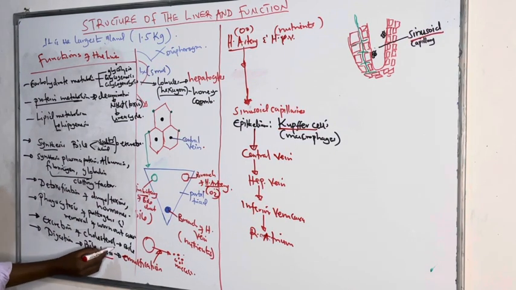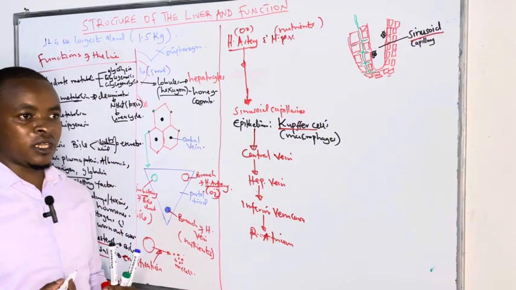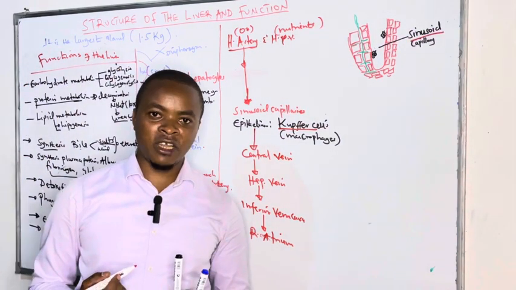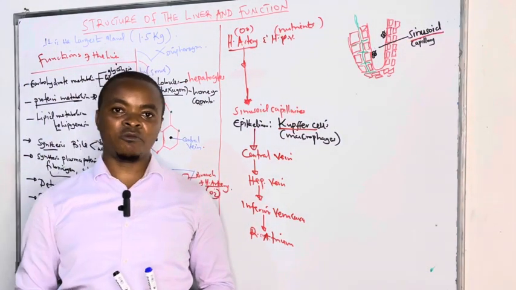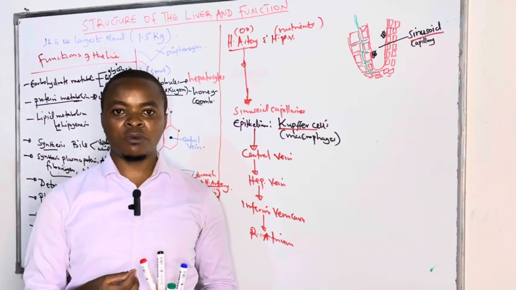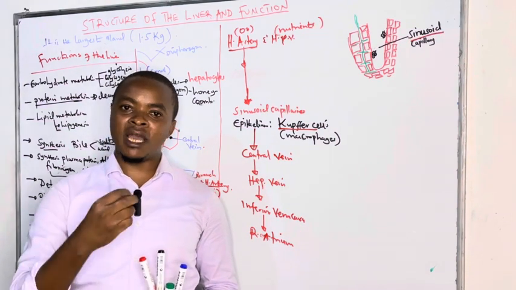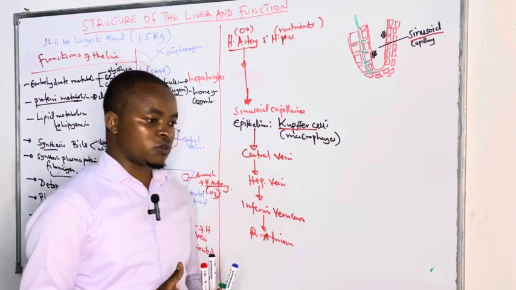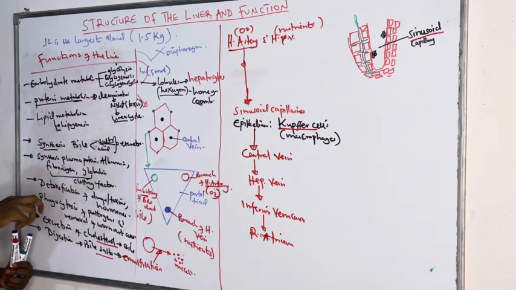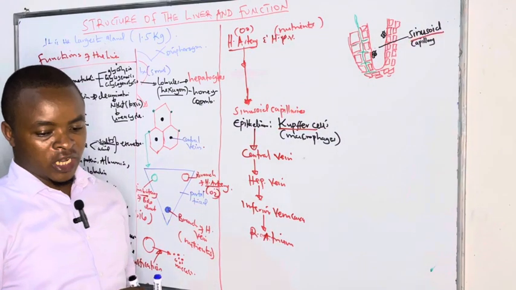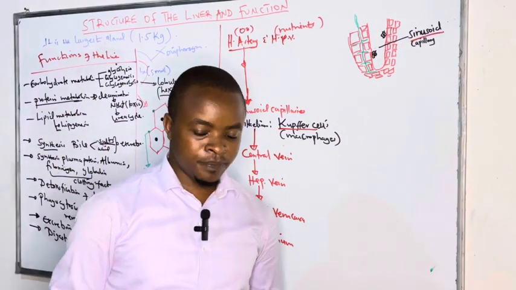Apart from excreting bile, we see it also plays a very big function in excretion of waste products of metabolism, whereby these waste products of metabolism are excreted from the liver via bile, and it is excreted in feces in the form of stercobilinogen. So these are some of the functions of the liver we can look at in the body.